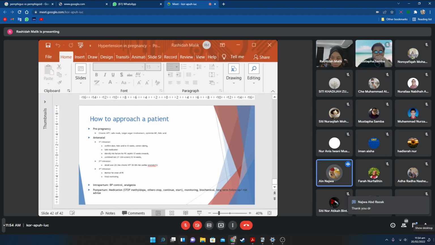Doctor, I want to ask a question. How to choose between hydralazine and labetalol? Okay, so labetalol is actually the first line. Usually we go for labetalol unless you have a contraindication. For example, if the patient has bronchial asthma, sometimes if very well controlled, we also give labetalol. But if it's not controlled or there was a recent attack, we do not give. So instead you give IV hydralazine. But IV hydralazine is always the second line.